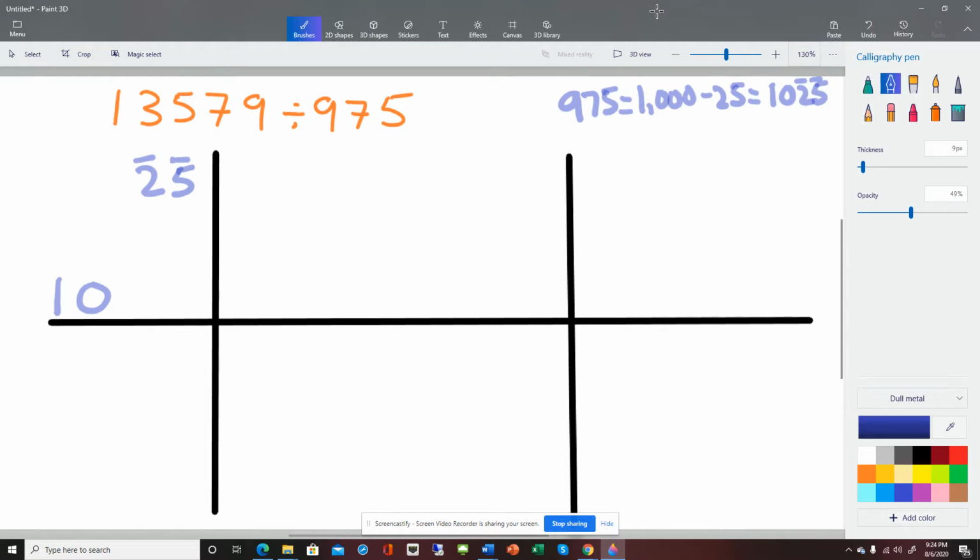Then I have 2 digits here, so I have 79 here. And then I have 135. Okay? This is going to be our quotient. This is our remainder. So the first thing we're going to say is, what's 13 divided by 10? That's once with a remainder of 3. Okay?